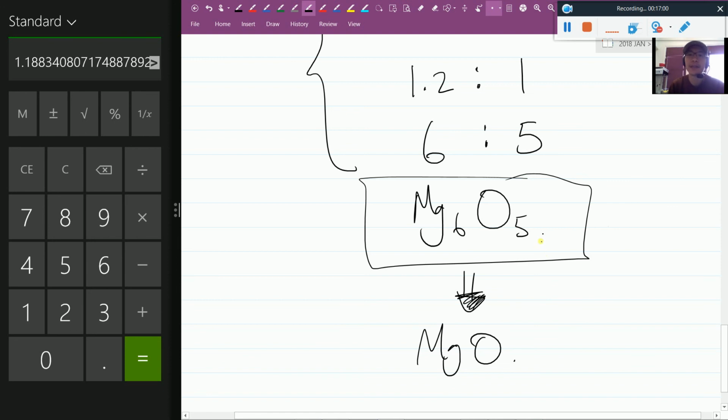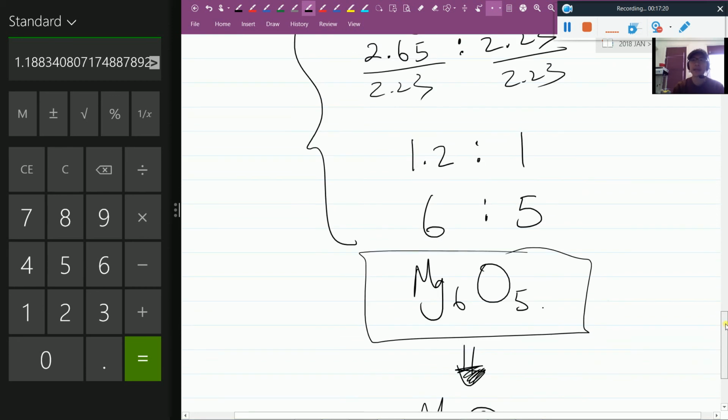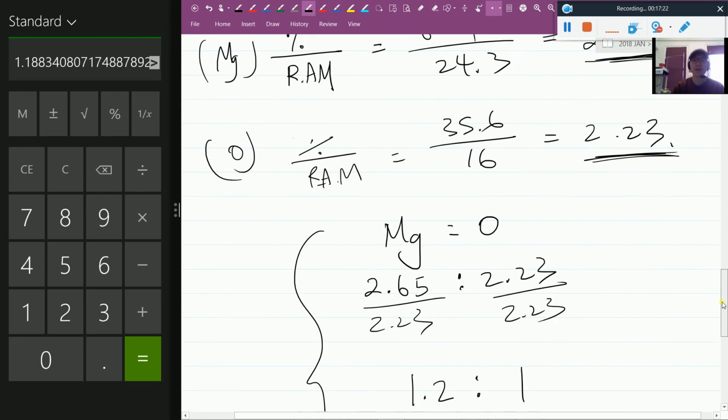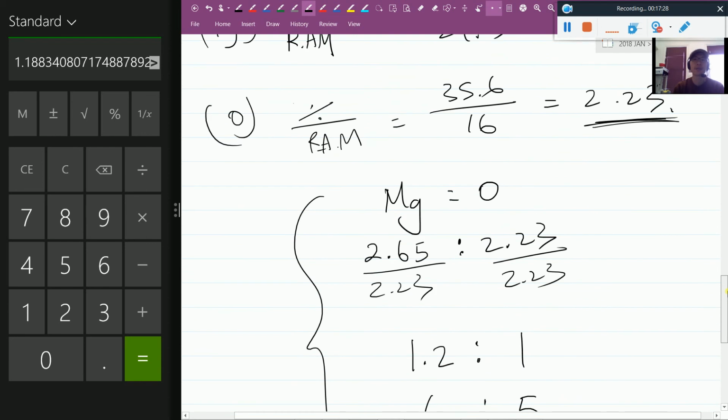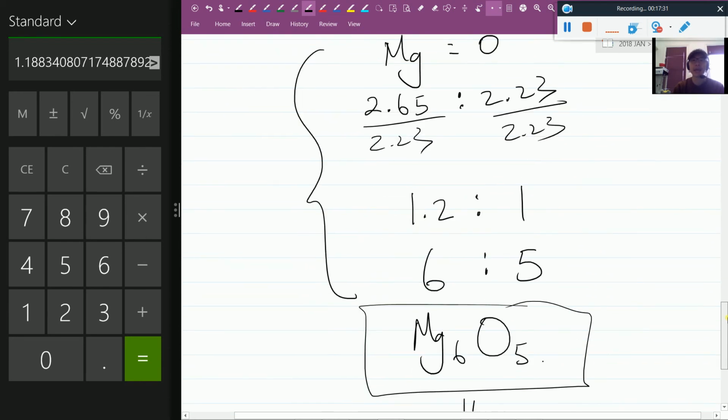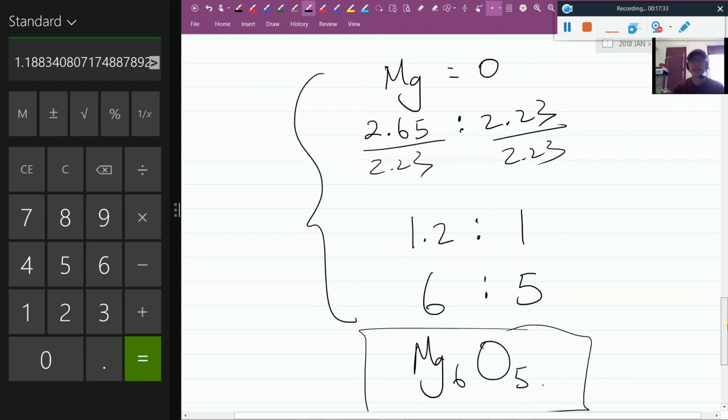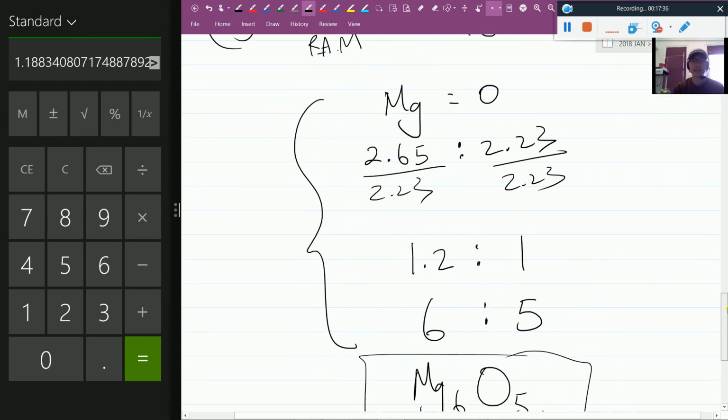It's not exact, but that's the error. So instead of 1 to 1, you have 6 to 5. This is roughly 10% off your expected result, so that's reasonable. In your prac, you need to show me those percentages and tell me that your result is supposed to be a 1-to-1 ratio, MgO. But what would be the reason that you have Mg6O5 instead of MgO based on the result?